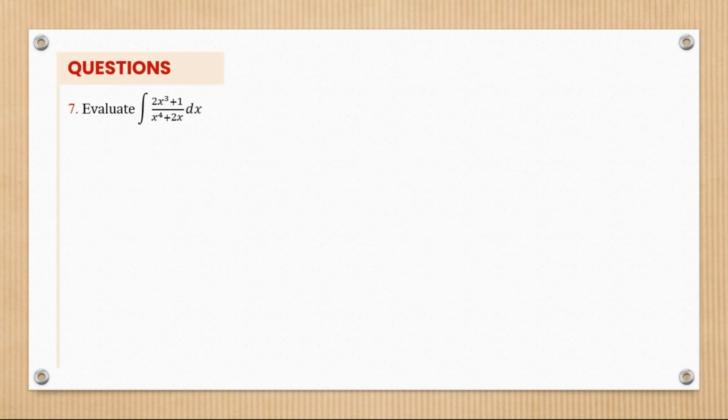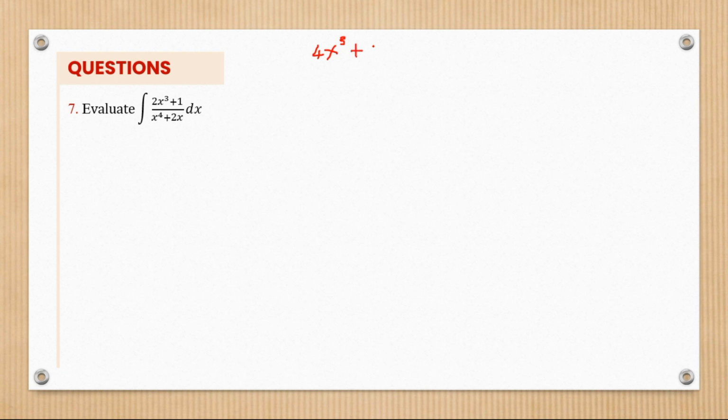Alright, so moving on to question number 7. So we're being told to evaluate the integral of (2x cubed plus 1) over (x to the power 4 plus 2x) dx. Now, it seems this will also work very well with u-substitution, because as I can already see, if I look at the denominator value, I have x to the power 4 plus 2x. Now we know that when you differentiate this denominator value, I'll get 4x cubed plus 2.